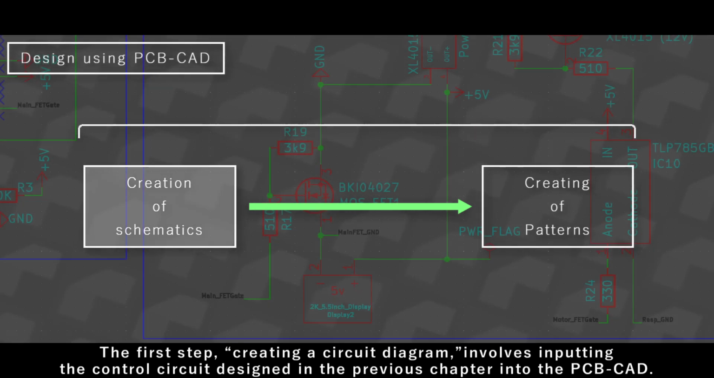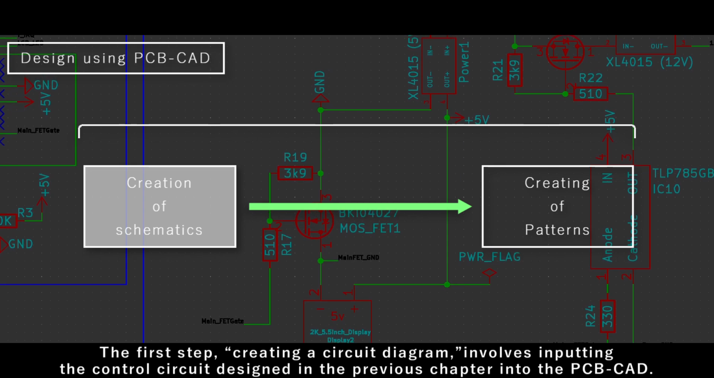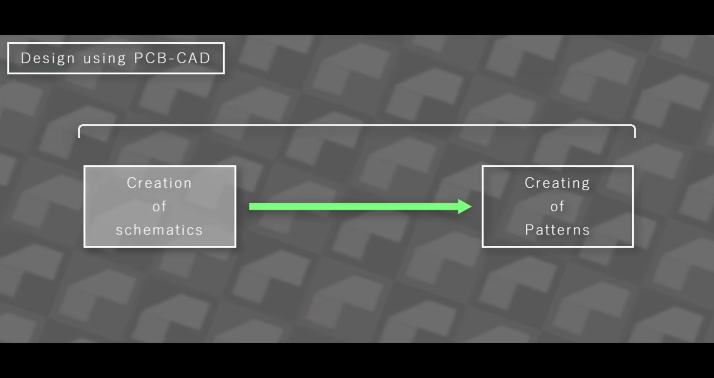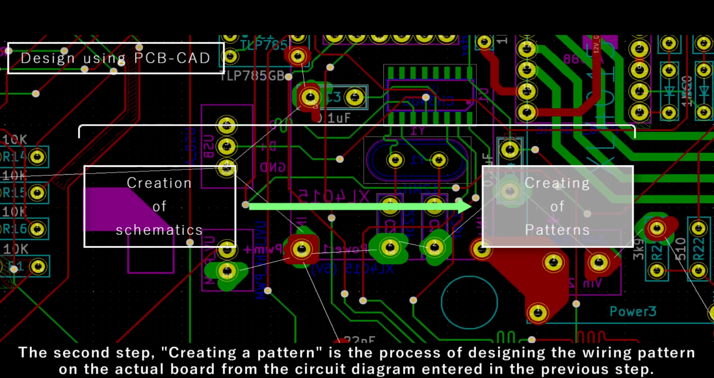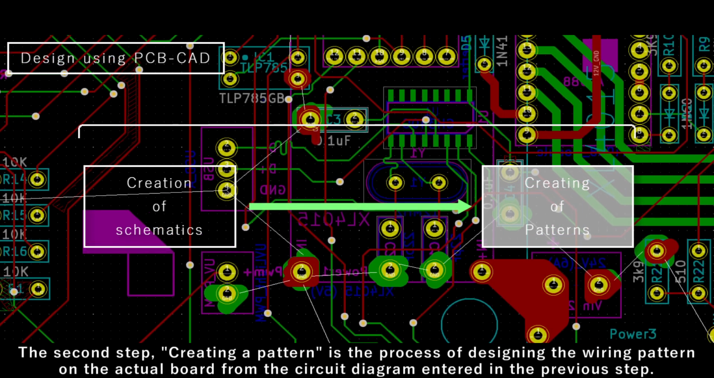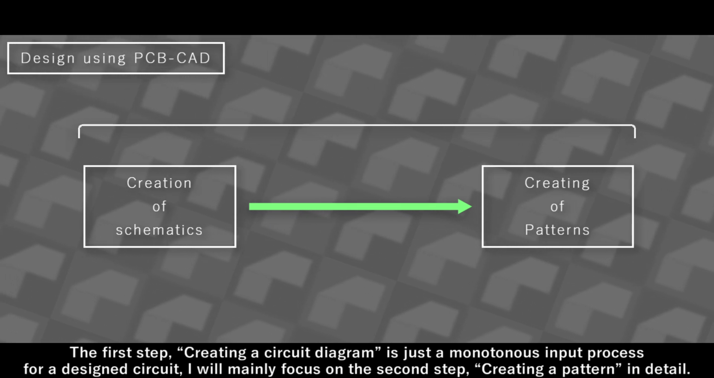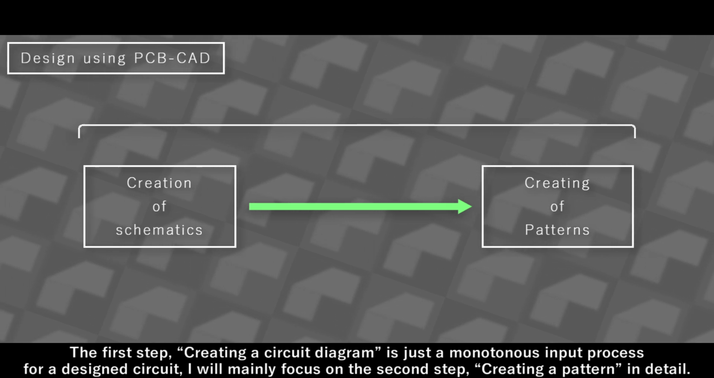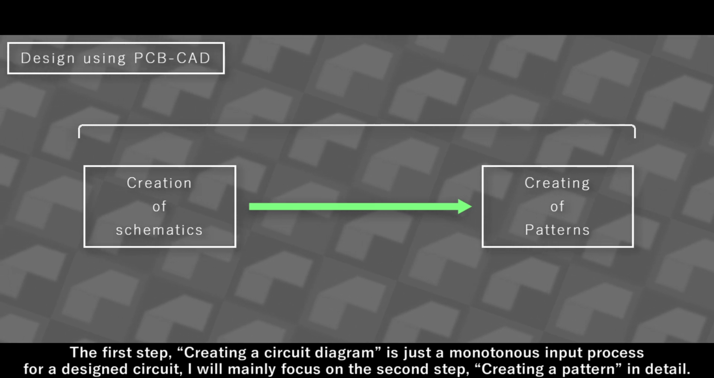The first step, creating a circuit diagram, involves inputting the control circuit designed in the previous chapter into the PCB CAD. The second step, creating a pattern, is the process of designing the wiring pattern on the actual board from the circuit diagram entered in the previous step. The first step is just a monotonous input process for a designed circuit. I will mainly focus on the second step, creating a pattern, in detail.